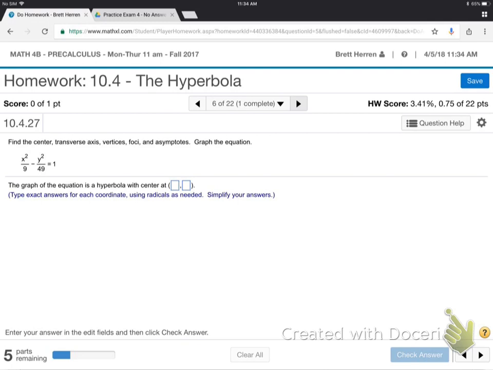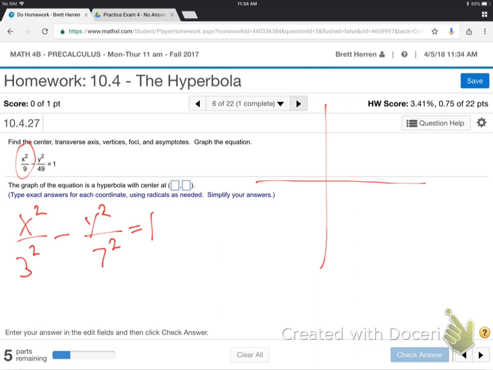Okay, are we ready? Whatever's in the front tells you whether the branches go right, left, or up, down. If there's X in the front, the branches go right, left. If there's Y in the front, the branches go up, down. So this one goes right, left. And I should make that 9 into 3 squared, and that 49 into 7 squared.